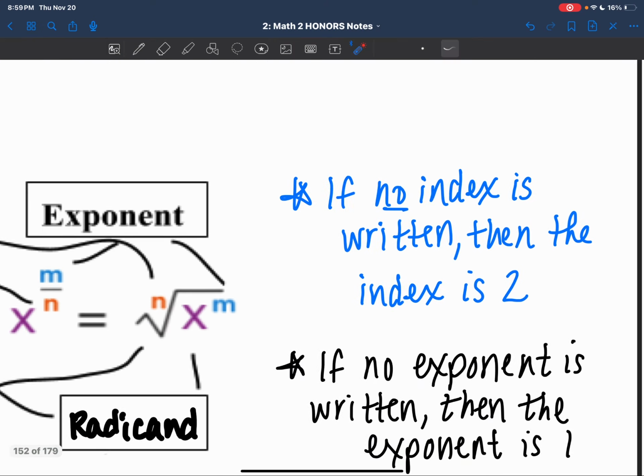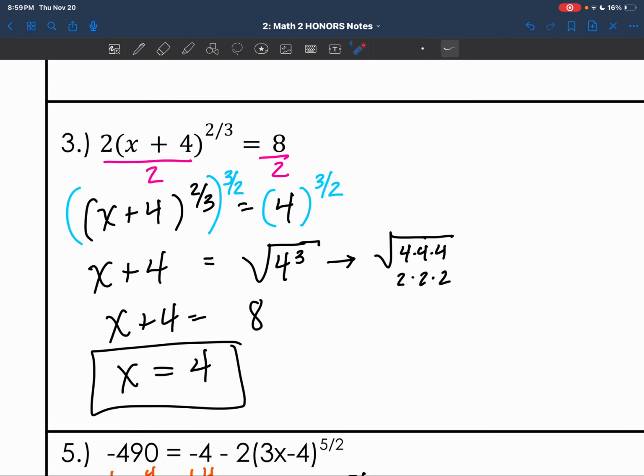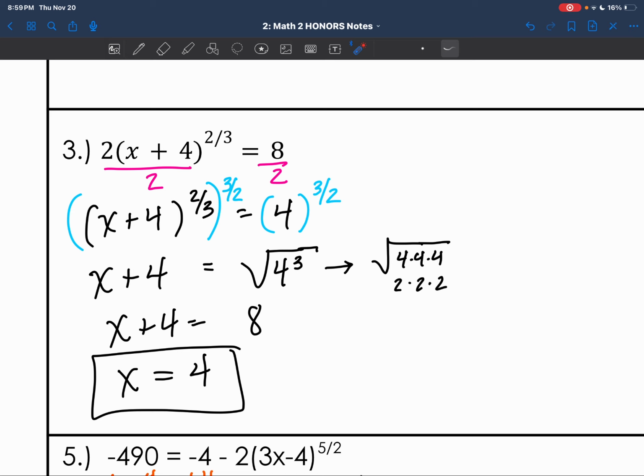All right, oops, there's our other notes we took. All right, so now let's go ahead and look at this problem. We want to isolate this part because this is what the exponent is attached to. So first, I'm going to divide both sides by 2. That's going to cancel, and I'm left with (x + 4) to the 2/3 power.